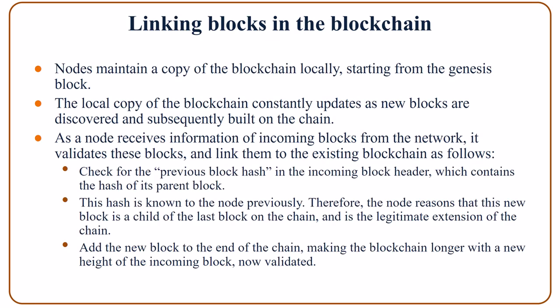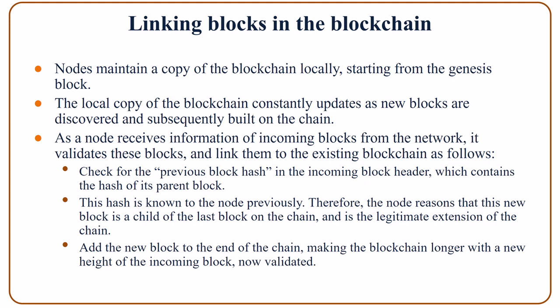Each node in the blockchain network maintains a copy of the blockchain locally, starting from the Genesis block. The local copy of the blockchain gets updated as new blocks are discovered and subsequently built on. At a node, when new blocks are discovered, the node validates the blocks and links them to the existing blockchain.